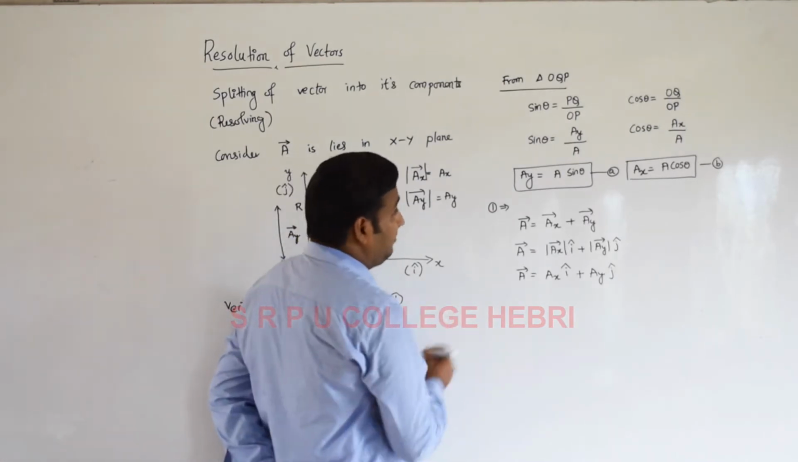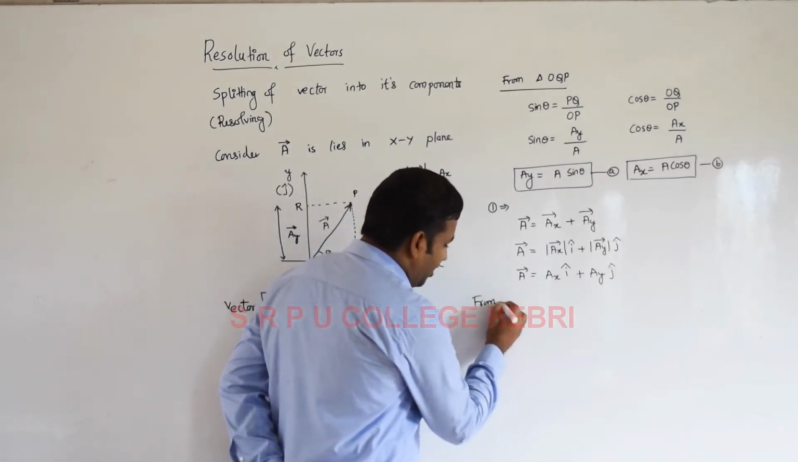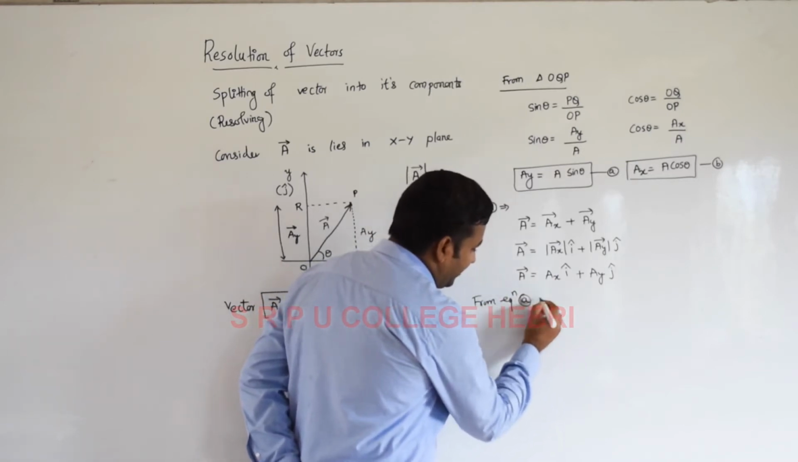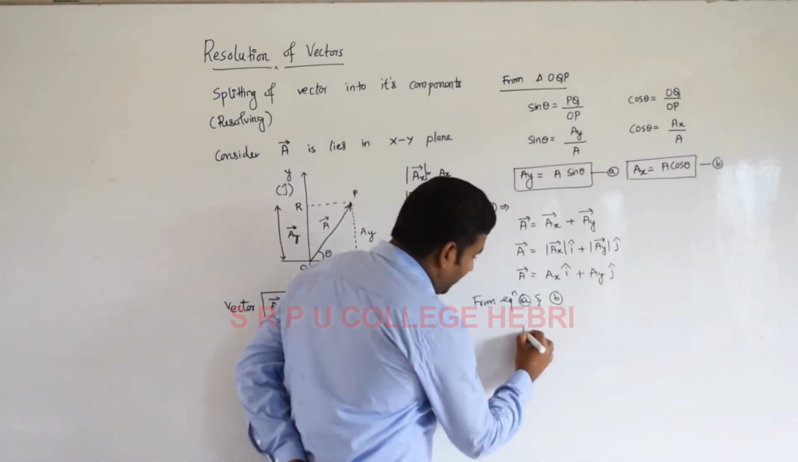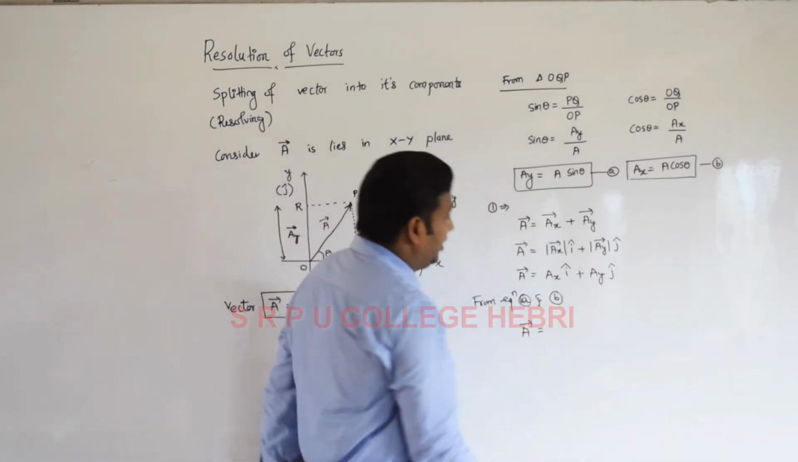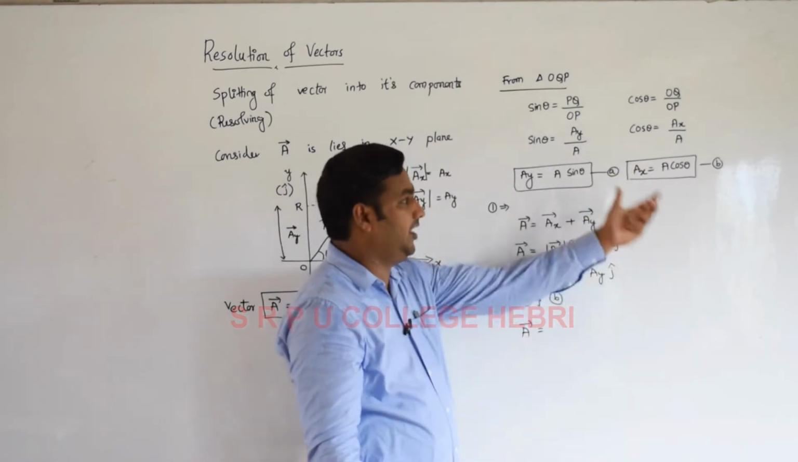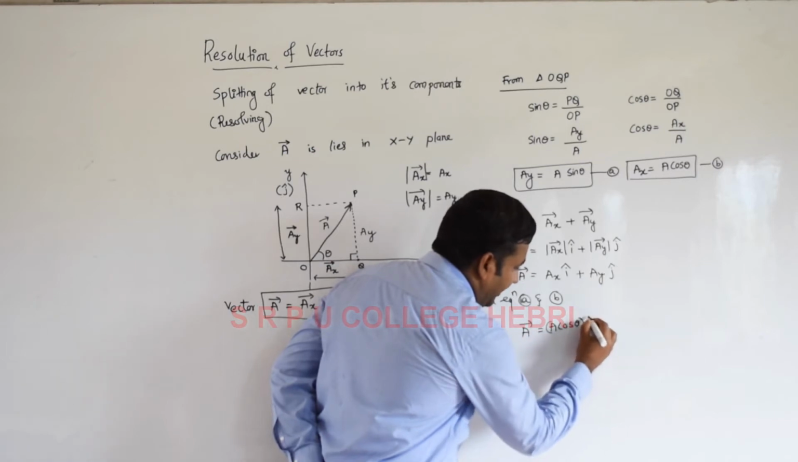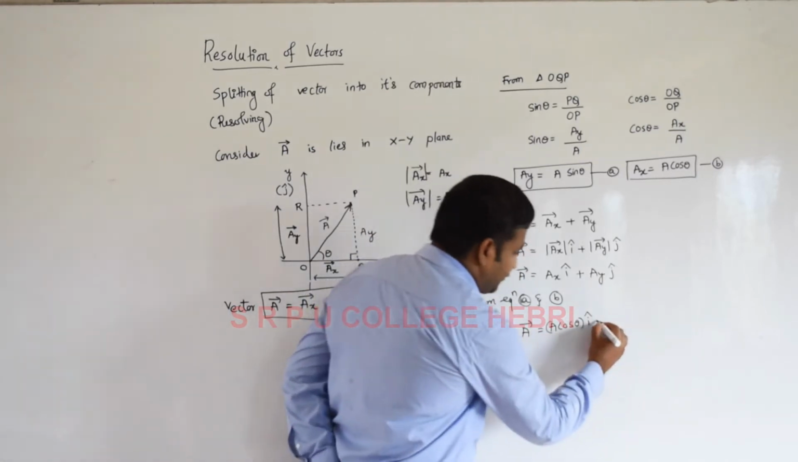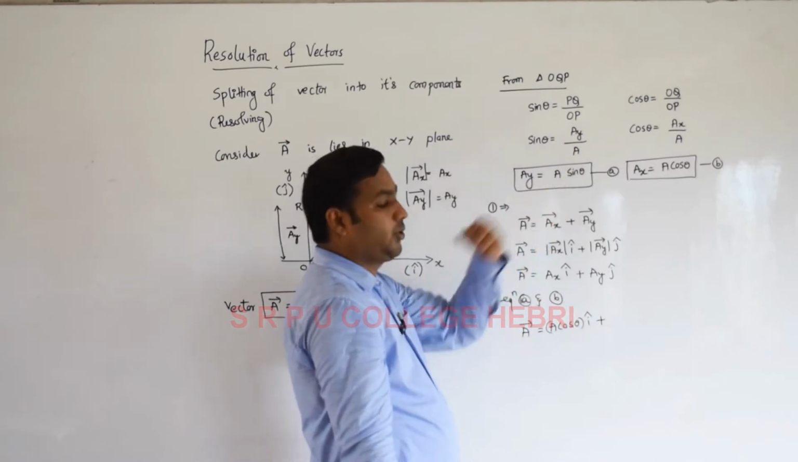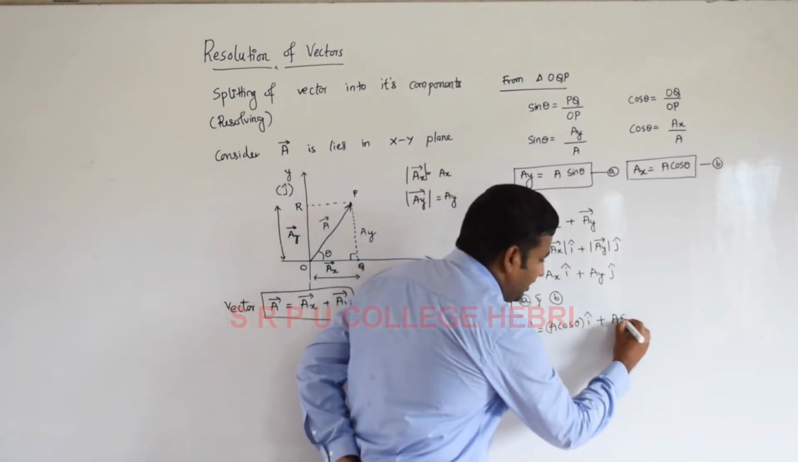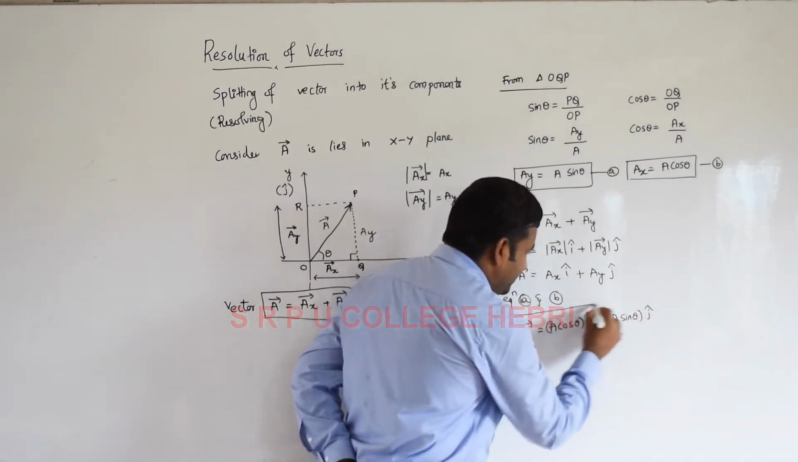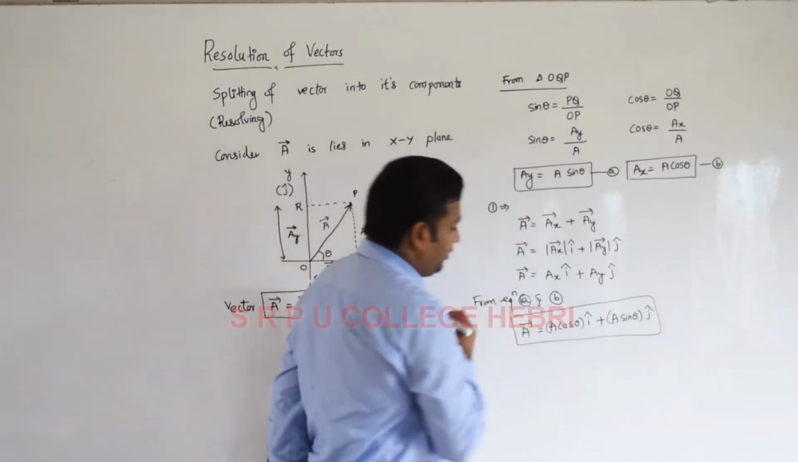And again from equation A and equation B, vector A is equal to, here in place of AX from equation B, what should I take? A cos theta into I cap, it provides direction, plus from equation A, AY is equal to A sin theta, it becomes A sin theta into J cap. Remember, this is the expression I got. Keep this point in your mind.